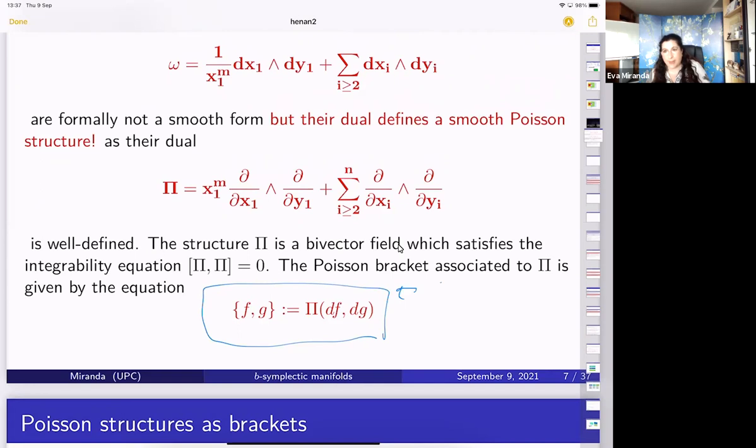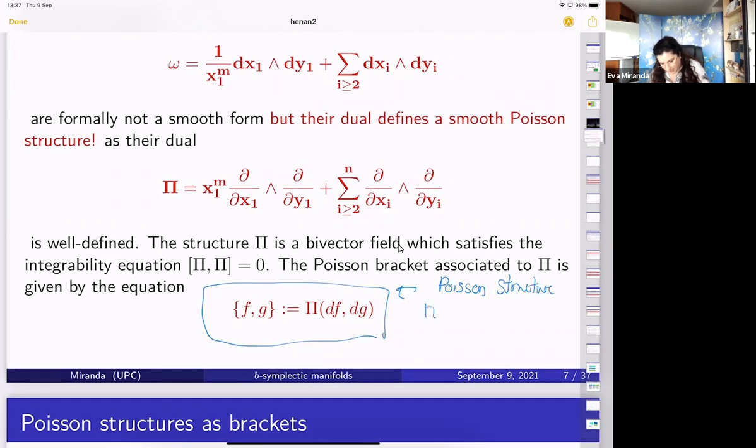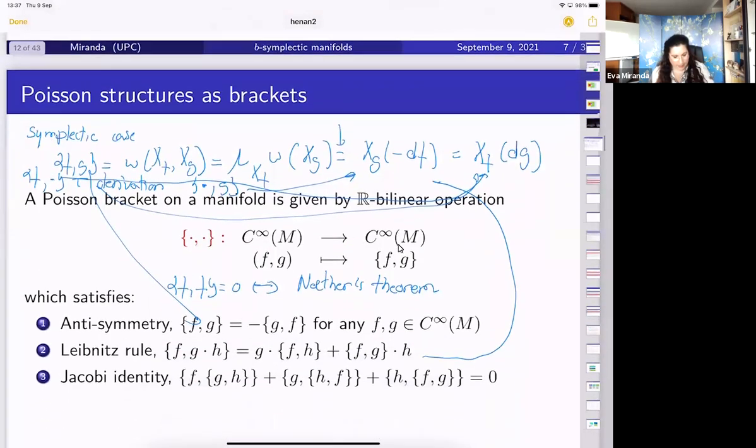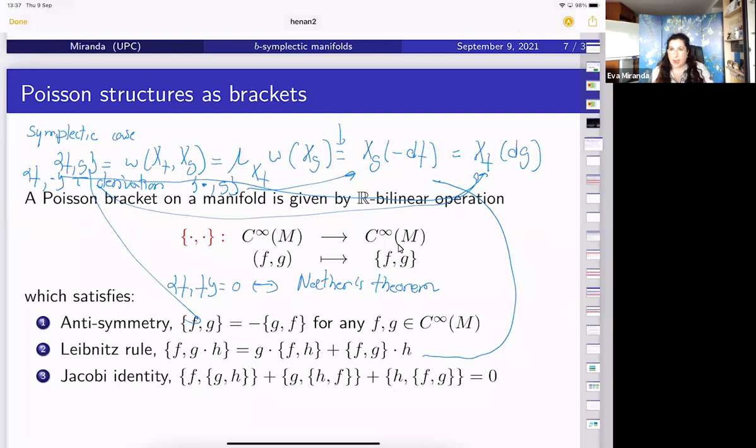So if you already have a bivector field, it means, if the Poisson structure is given by pi, this already means that 1 and 2 are satisfied. The fact of writing the bracket this way is already telling you that these two first conditions, anti-symmetry and Leibniz rule, are automatically satisfied. Why?